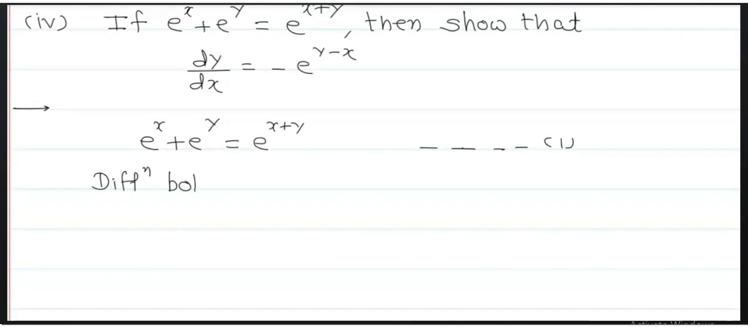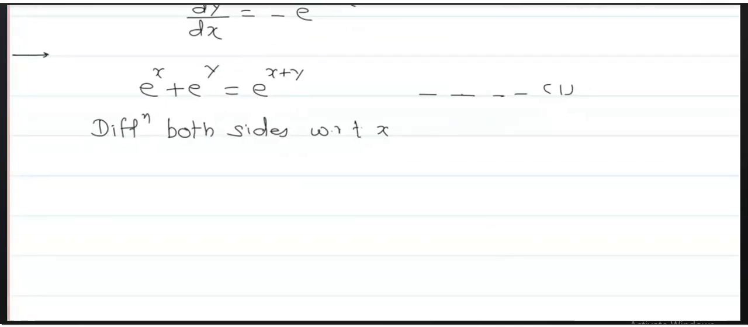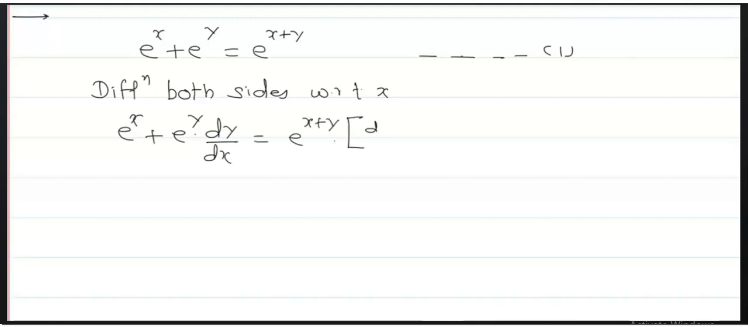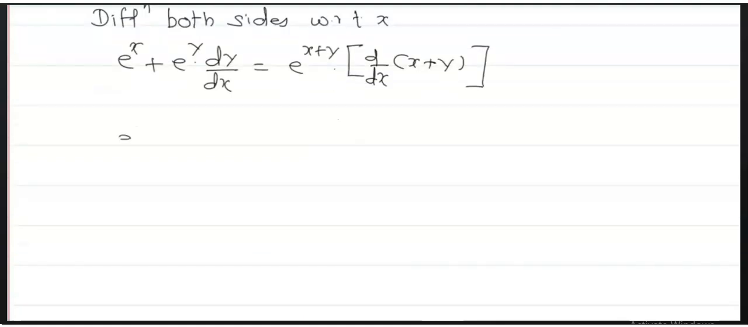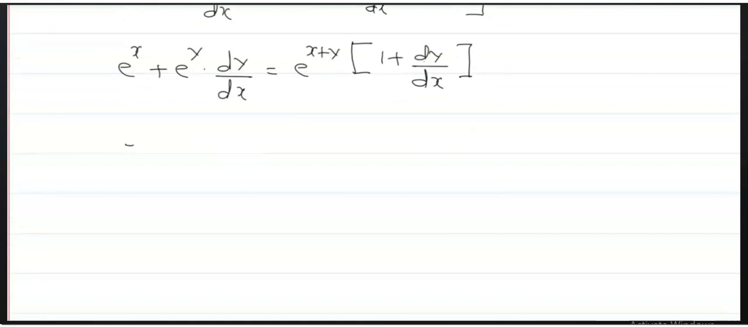The derivative of e raised to x is e raised to x. E raised to y is e raised to y into dy by dx. E raised to x plus y into d by dx of x plus y. Therefore, e raised to x plus e raised to y into dy by dx is equals to e raised to x plus y into (1 plus dy by dx), and evaluate this.